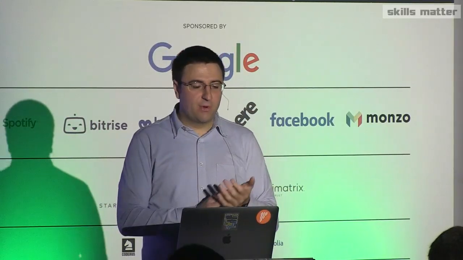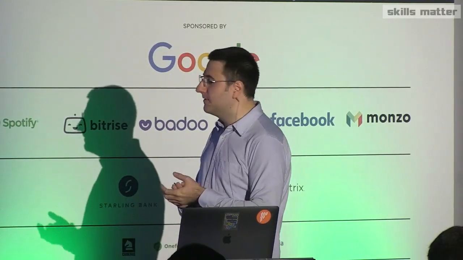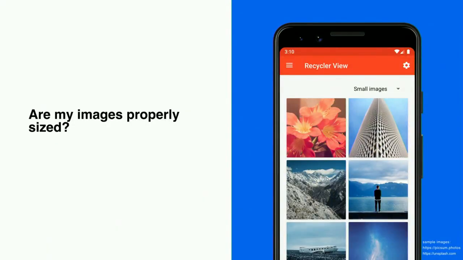Which leads me to the next point: are my images properly sized? This is probably the bigger thing that you can easily do in your applications. If you look at this example here, this is the showcase sample application that we have for Fresco, which has tons of examples, which you can just build if you check out our repository. One of the examples here is the recycler view, just a list of images, basically.